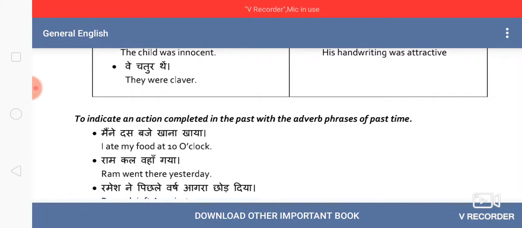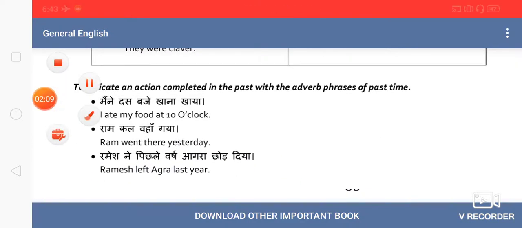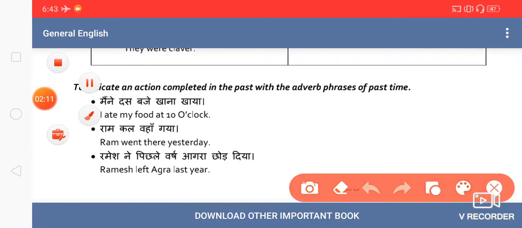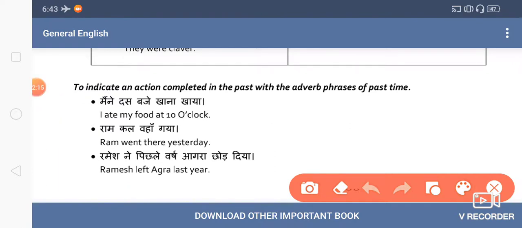Now these are the uses. The first use is to indicate an action completed in the past with an adverb phrase of past time. This will help us in identifying it. Like I say, I ate my food at 10 o'clock. So this is an adverb phrase of time.